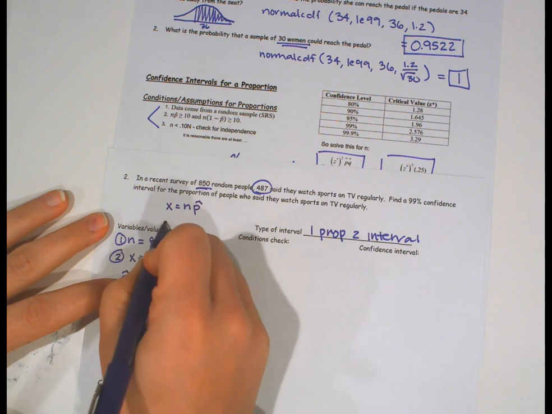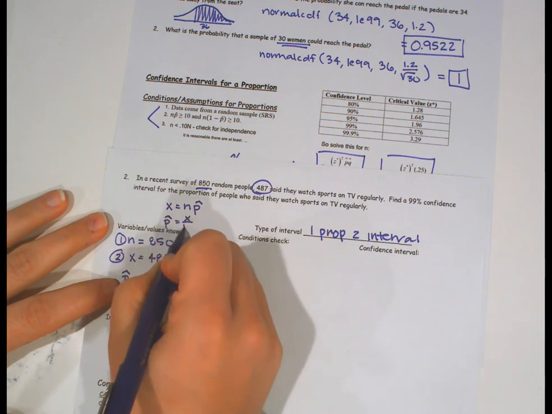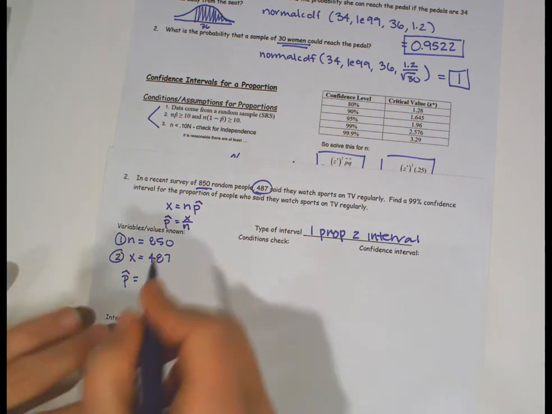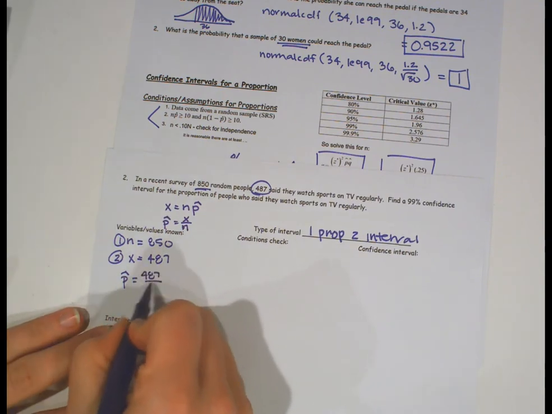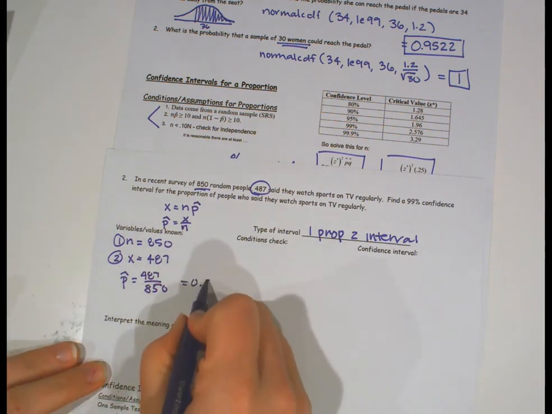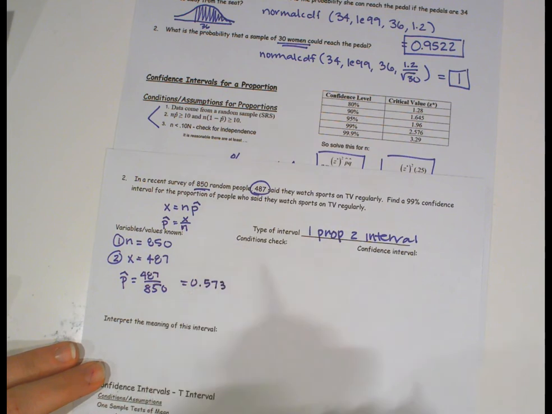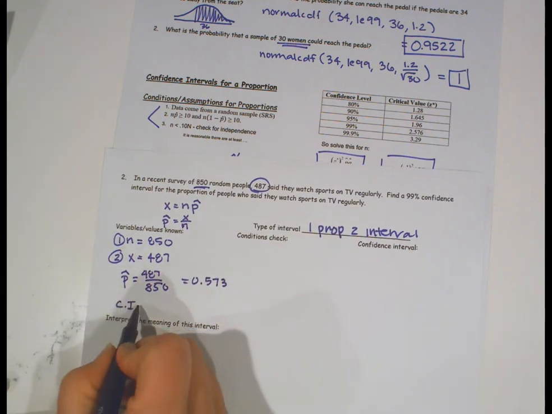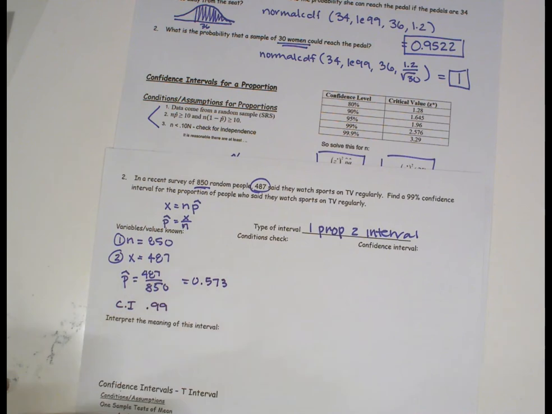But we can also find P if we want to do X divided by N. Not entirely necessary to know P, but it is important that you know how to find X. So if I do 487 divided by 850, I get 0.573 as my P value. And then I want my confidence interval to be 0.99.